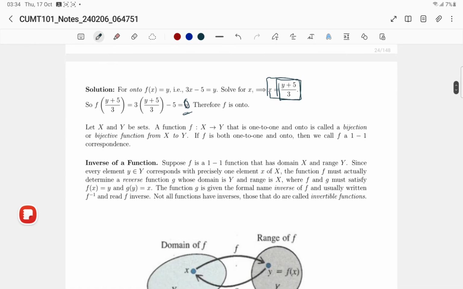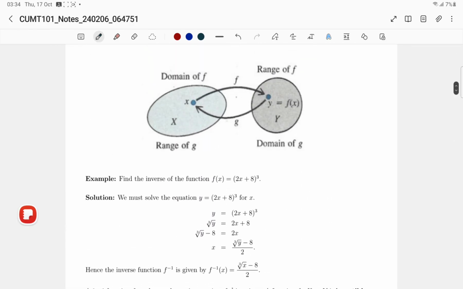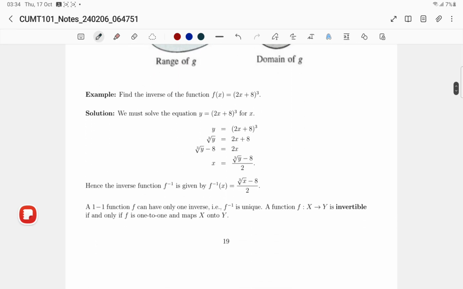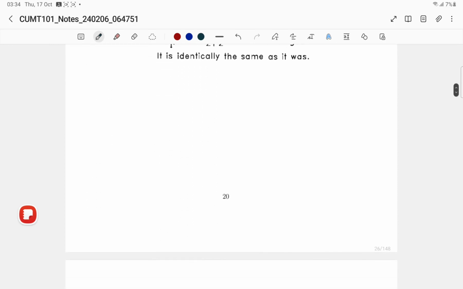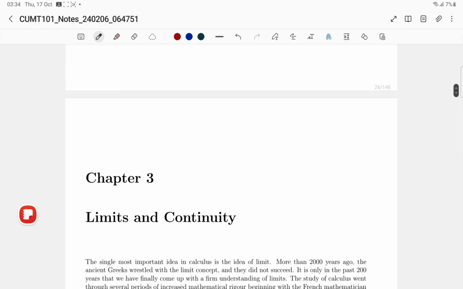Okay, guys, on the inverse function, these ones were done in the previous course, so just make sure that you read these other parts of the notes. The next chapter would be chapter 3, limits and continuity.